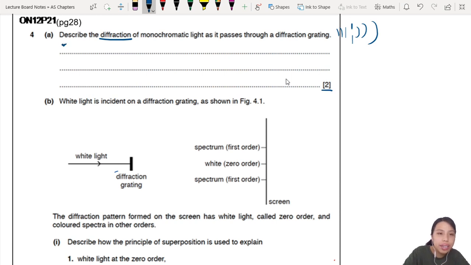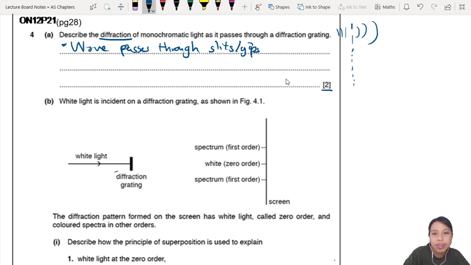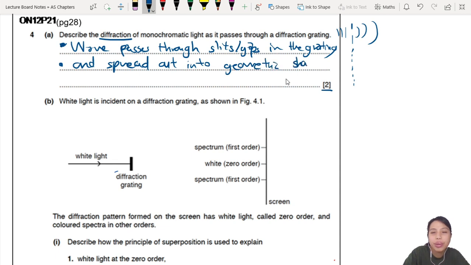So the full way you can say it is that your wave passes through slits. Oh, I only draw one slit in the diagram on the right. But you can say slits or gaps because a diffraction grating has many slits. So the wave passes through the slits and gaps in the grating, depending on your D, how many gaps you have, and spreads out into a geometric shadow. This is what we call a geometric shadow. Very fancy word, right? You can call it your band if you ever start a band.